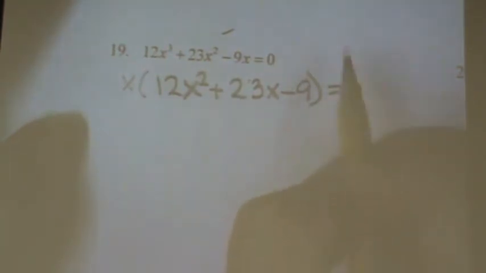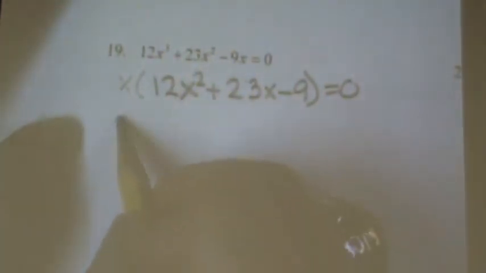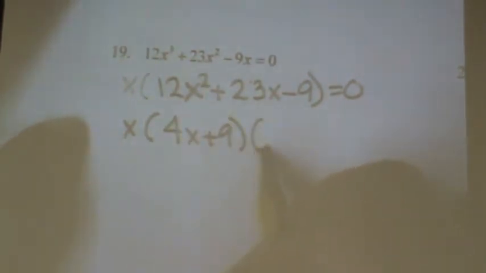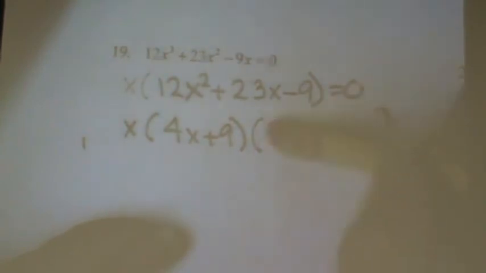Okay. Number 19, moving along. This one you're going to take an x out. You're left with, actually, nope, that's the only thing you can take out. You're going to have 12x cubed plus 20x squared plus 23x and then minus 9. And this one is going to factor. I'm just going to go quick because we're losing time. This one's 4x plus 9. It's factorable. And 3x minus 1.